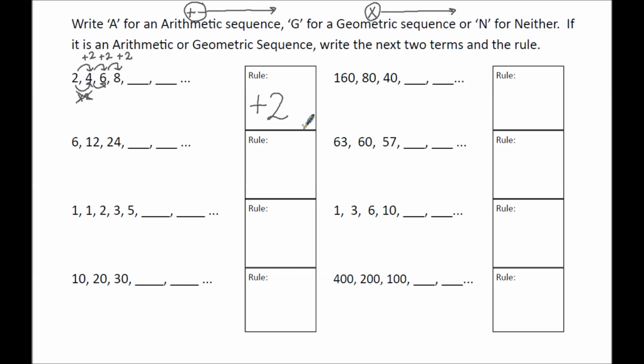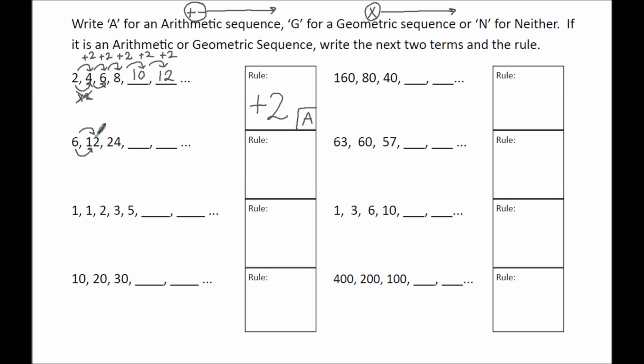And if we're adding 2 and our rule is addition, we're going to have an arithmetic sequence. And we're going to keep adding 2, and 8 plus 2 is 10. 10 plus another 2 is 12. So my rule of adding 2 went all the way through. So if it's the same number all the way through, then it's an arithmetic sequence.